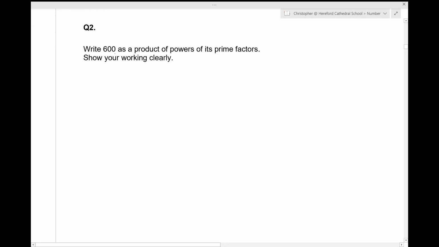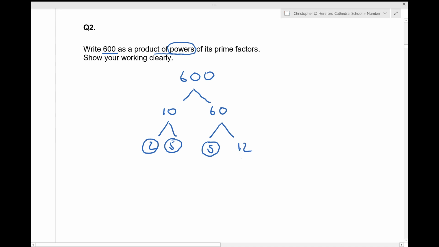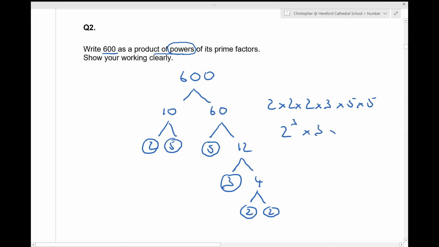Question 2, write 600 as a product of powers of its prime factors. 600, right, well 10 times 60, since it ends in a 0, I can easily take out the 10. 60 is 12 fives. Of course, you can use your calculator to help you with this bit. 12 is 3 fours, and 4 is 2 twos. So 600 is 2 times 2 times 2 times 3 times 5 times 5. So using powers of the prime factors, there is my answer.